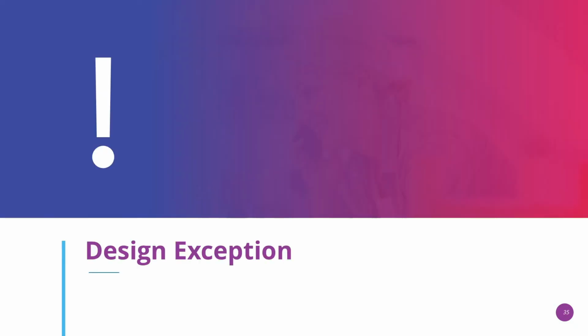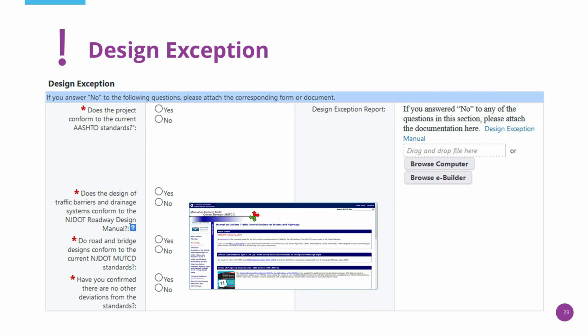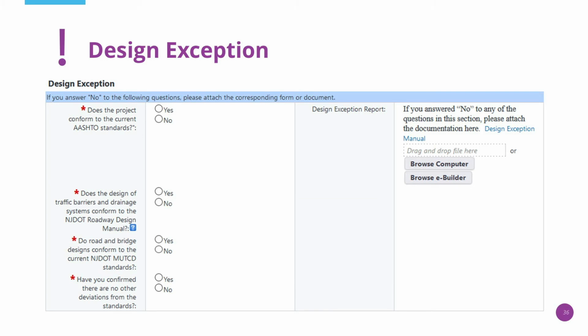The next section covers design exceptions. Does the project conform to the current AASHTO standards? Does the design of the traffic barriers and drainage systems conform to the NJDOT roadway design manual? Do the road and bridge designs conform to the current NJDOT Manual of Uniform Traffic Control Devices, or MUTCD? Have you confirmed that there are no other deviations from the standards?